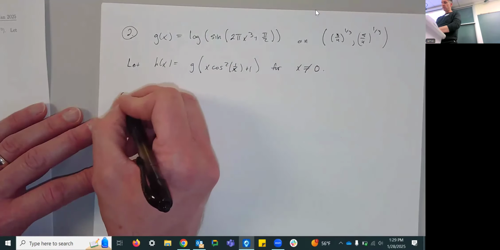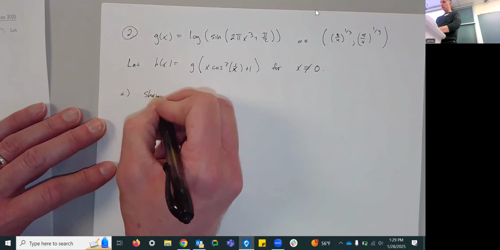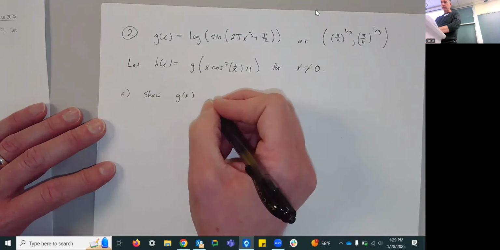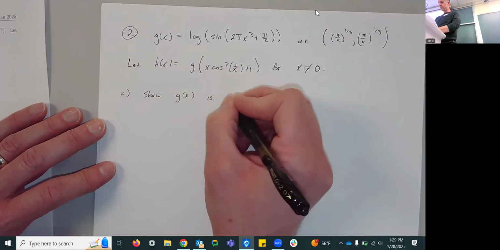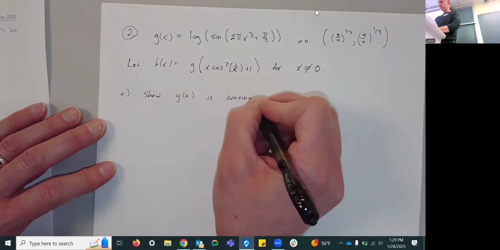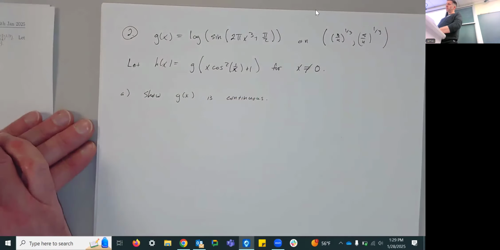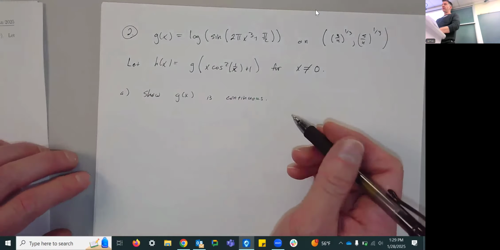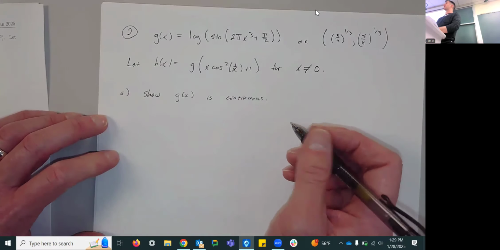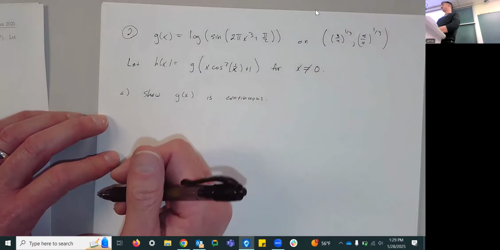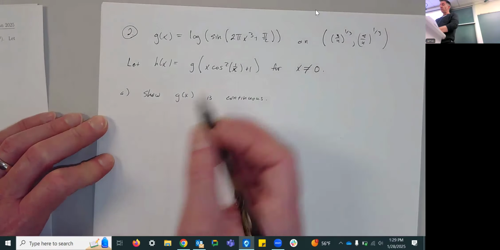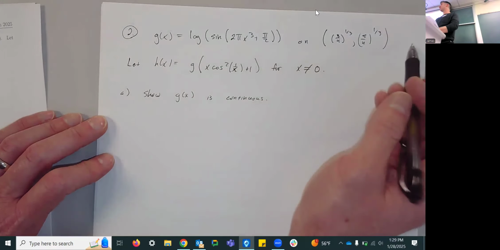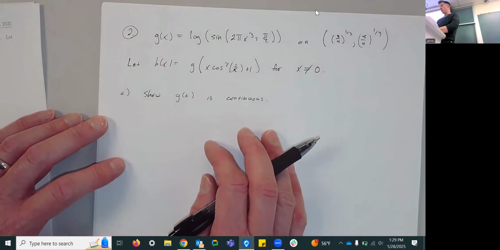Part A, show that g of x is continuous. I would probably amend this to say continuous on the given domain. That seems like a better way of stating it, right? Because we're only given this function on this domain here.